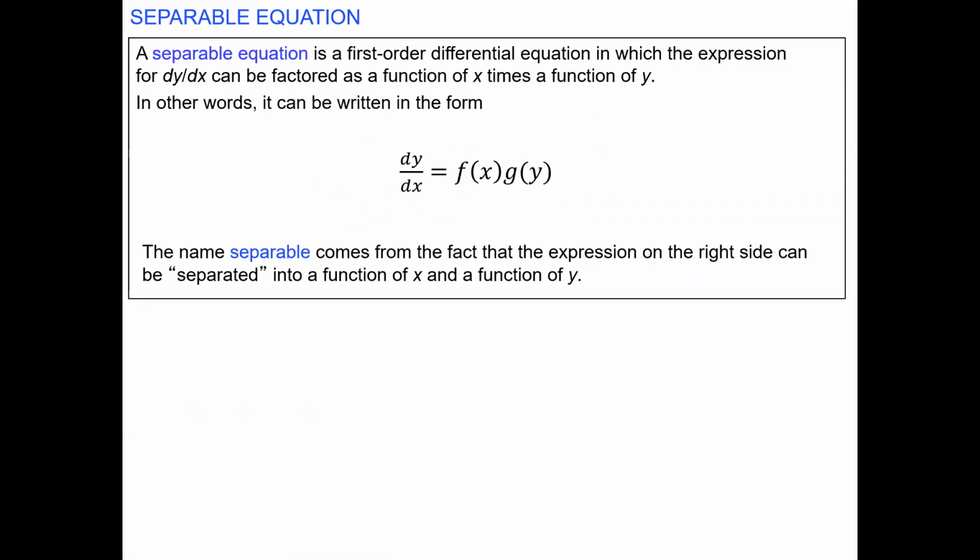This will be the separable equation. A separable equation is a first order differential equation in which the expression for dy/dx can be factored as a function of x times a function of y. In other words, it can be written in the form dy/dx is equal to a product of a function which depends on x times a function which depends on y.